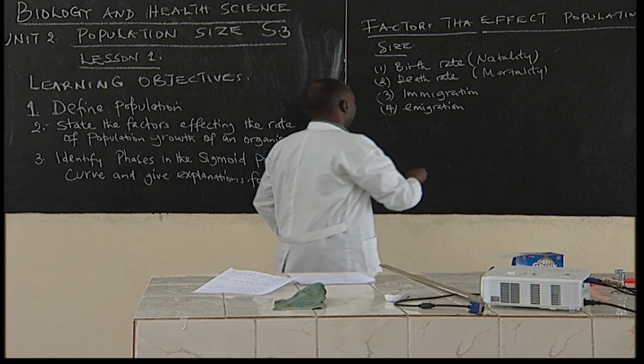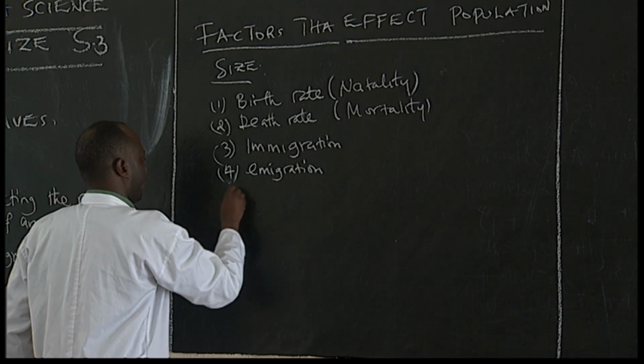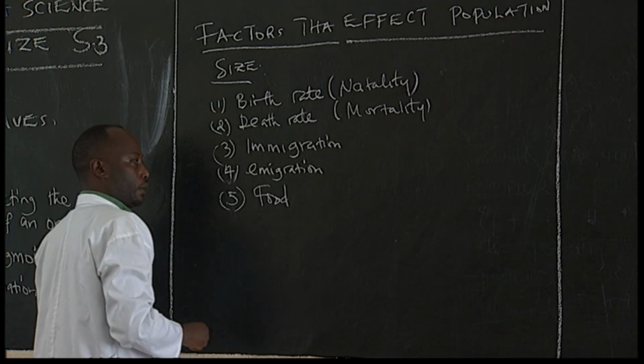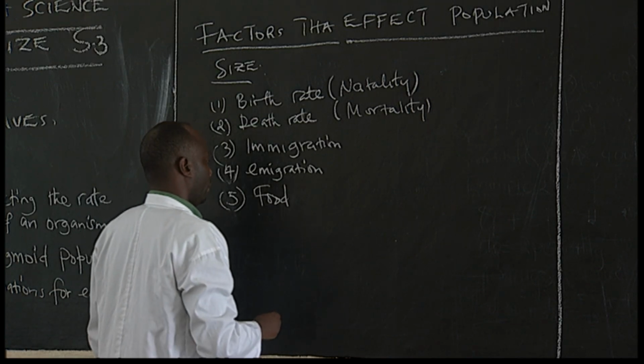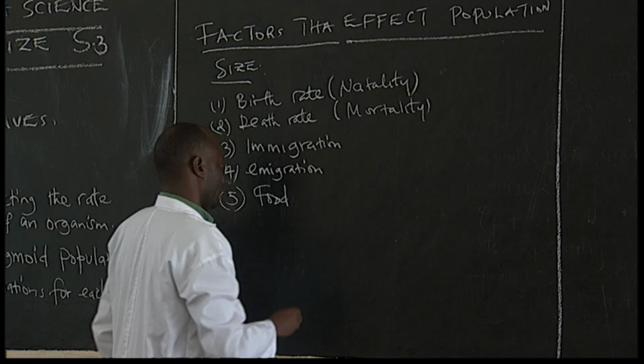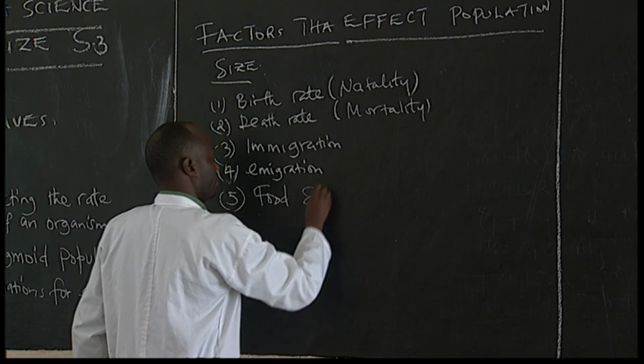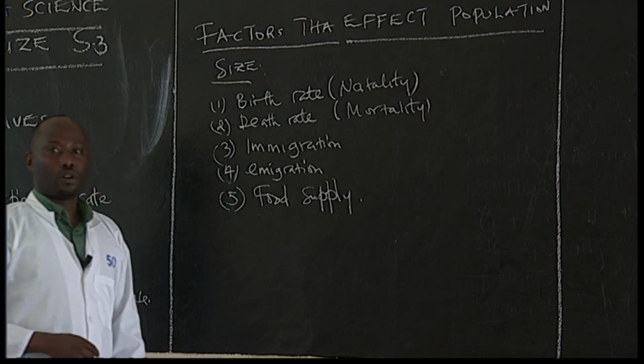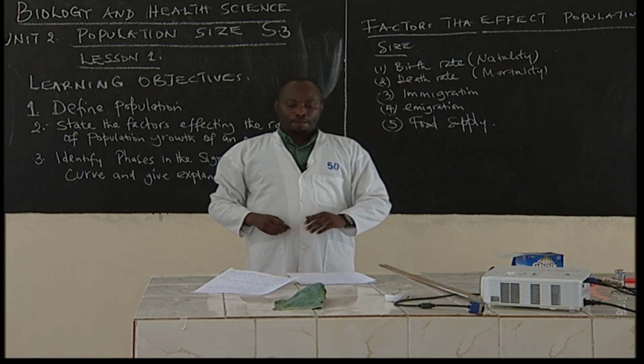Another factor that can affect it, number five, we can talk about food supply. When there is abundant food supply, or when the food is enough, that can favor a population to increase. Food supply is another thing that can affect the population size.